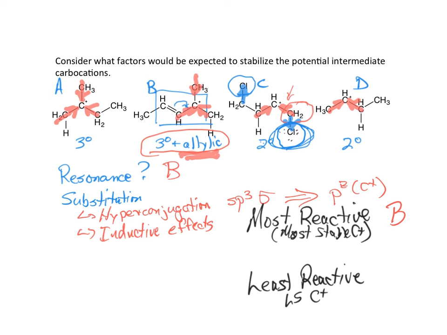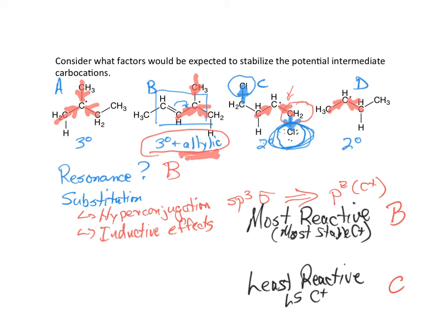Our least reactive should be the one that has only substitution, and it is only secondary, as is this one, but the effect is diminished by the presence of this electronegative chlorine. And so our least reactive is going to be C.